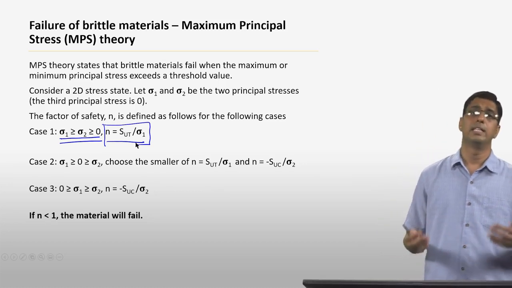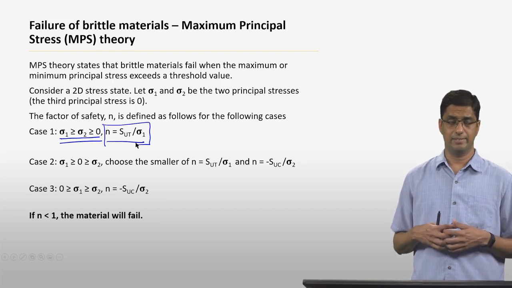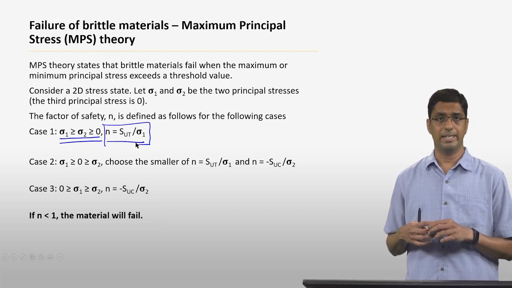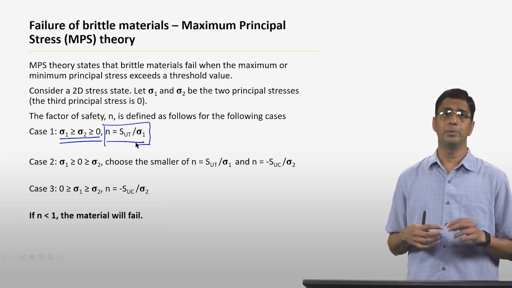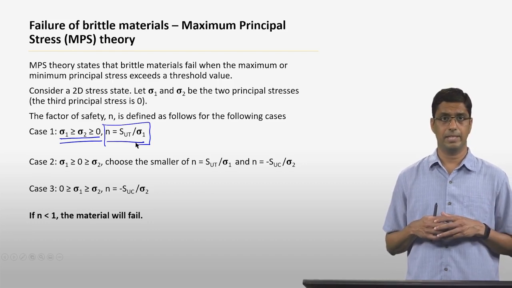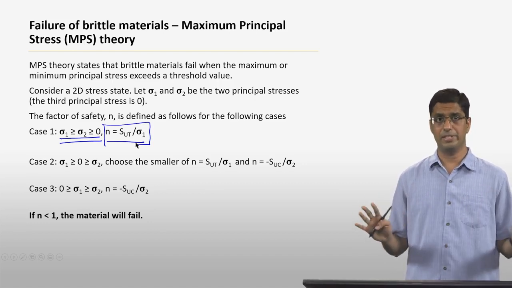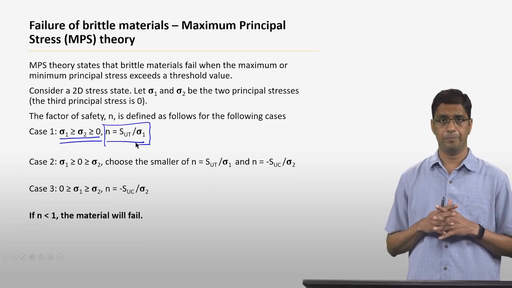Now let's consider the second case, where sigma 1 is greater than 0, but sigma 2 is less than 0. Again, sigma 3 is always 0 in this case because it's a 2D stress state.